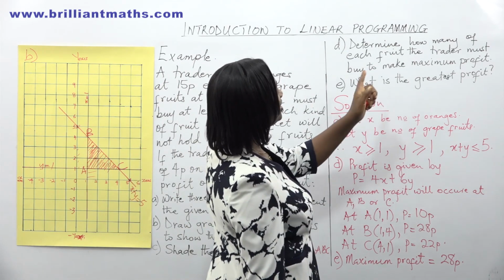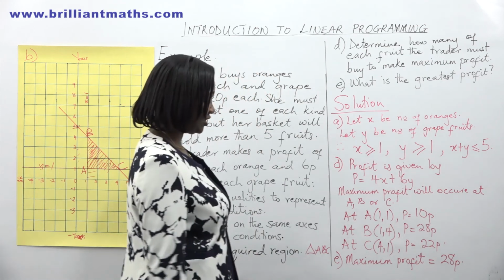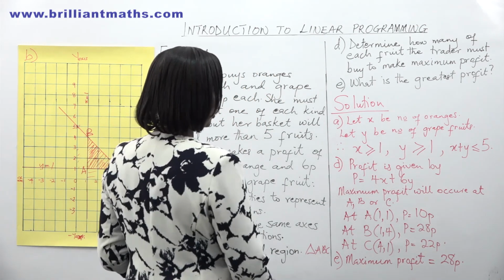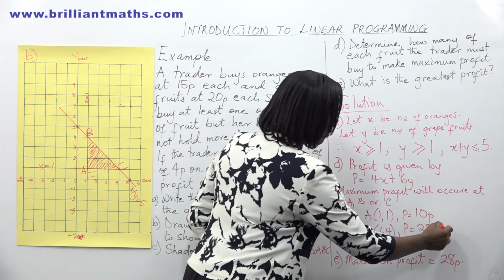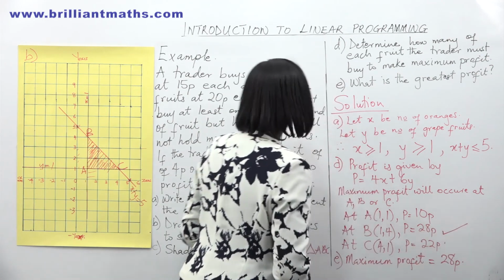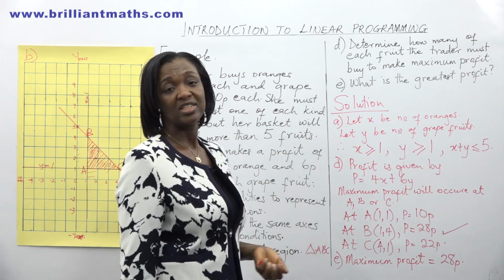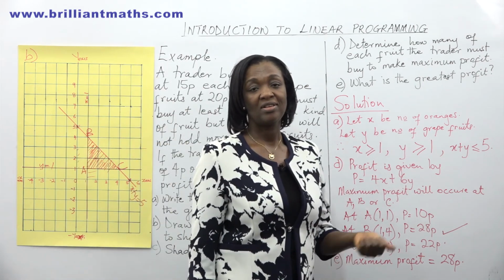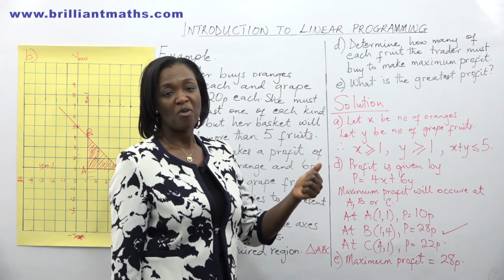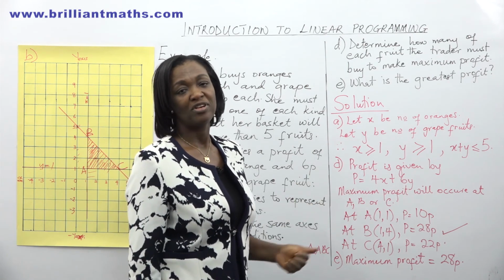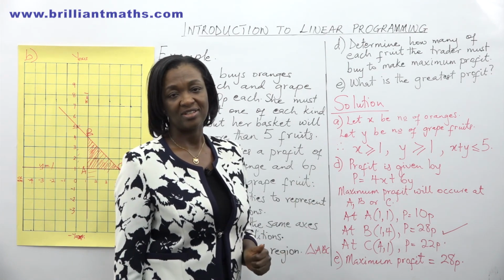What is the greatest profit? From all these calculations, we can see that the greatest profit is at point B. And that is 28p. Stop the video, watch it over and over so you can understand.